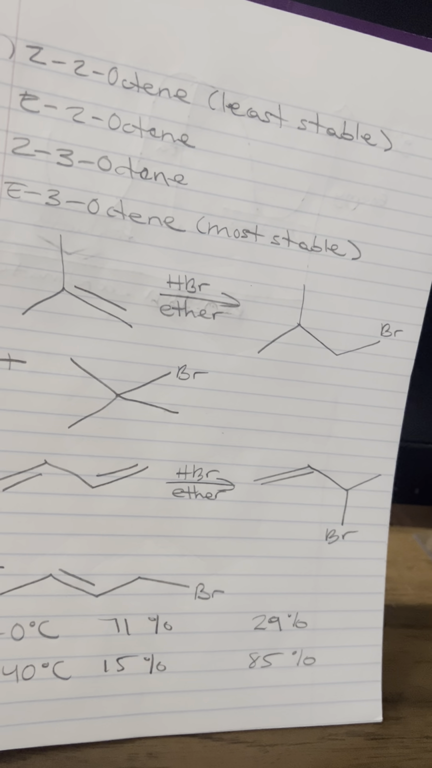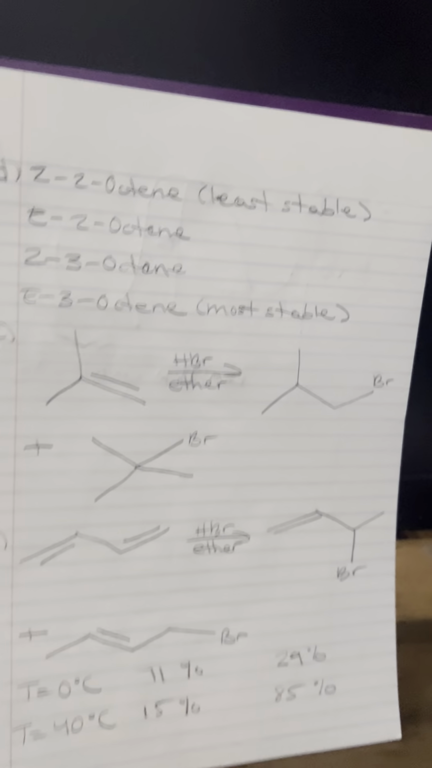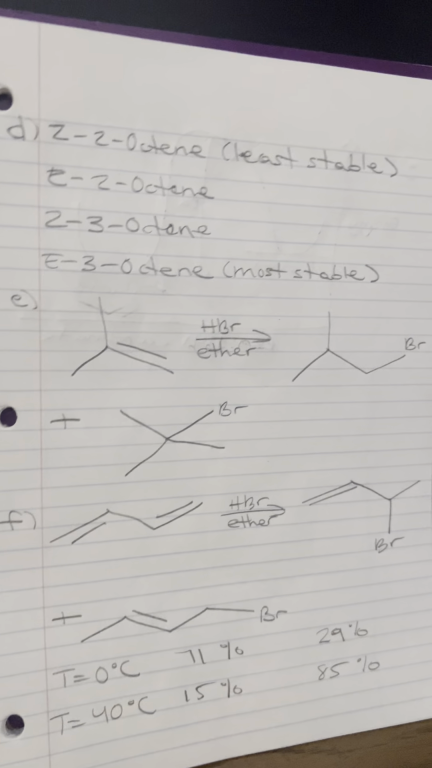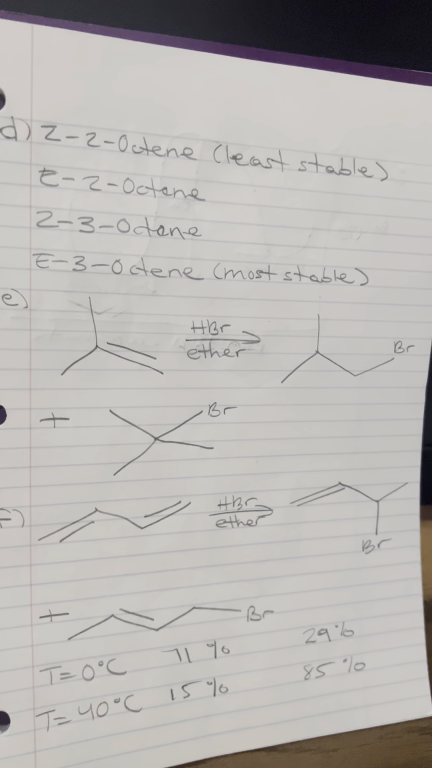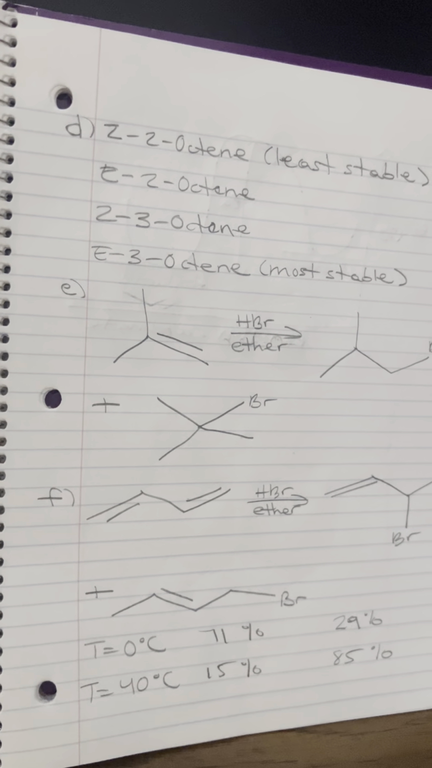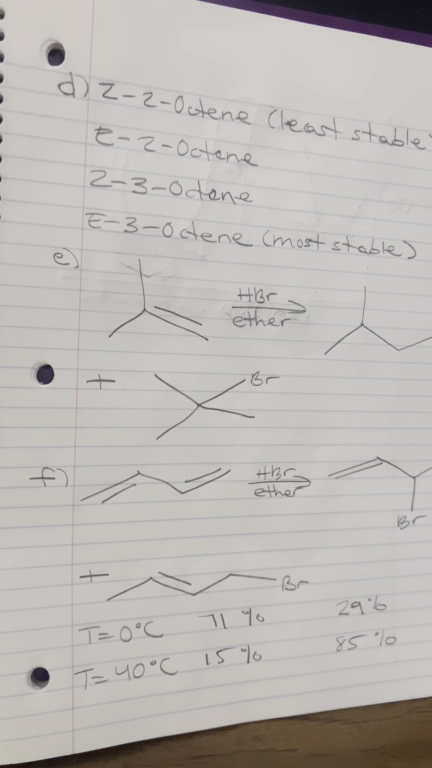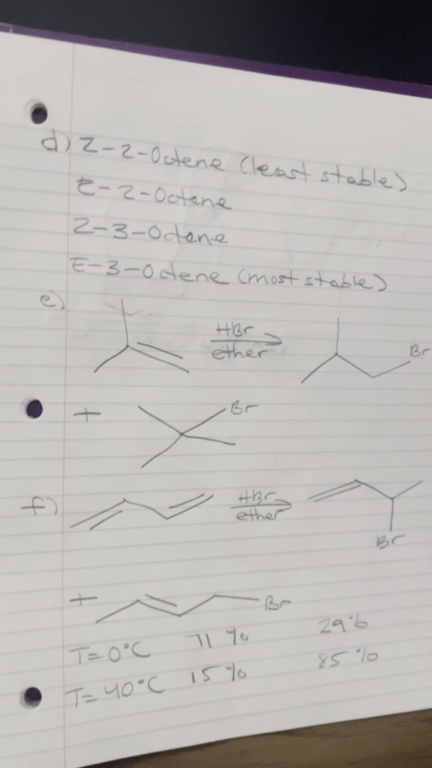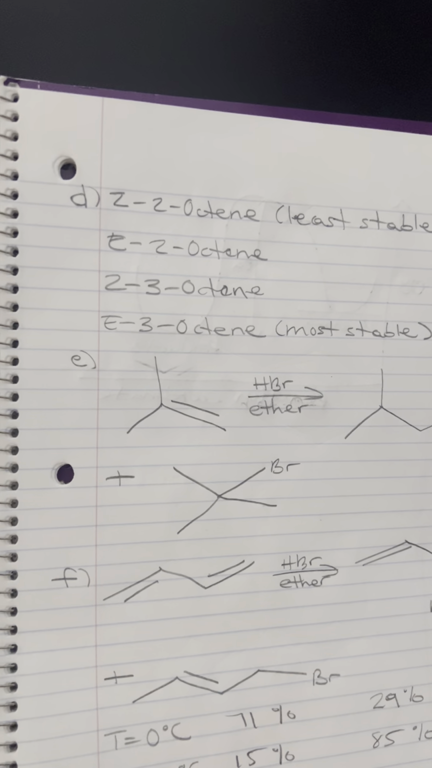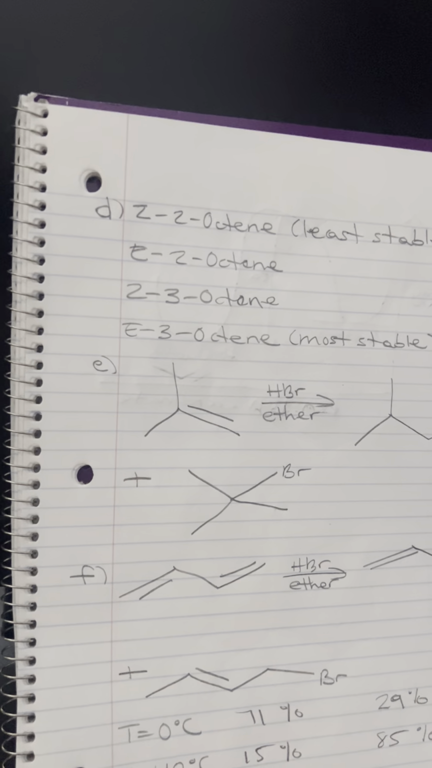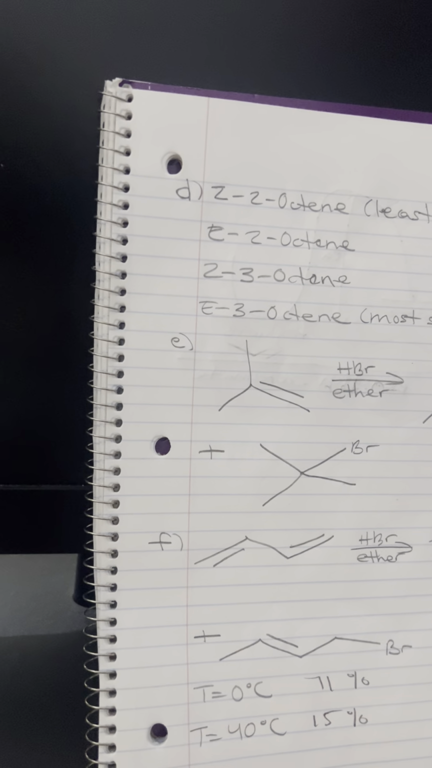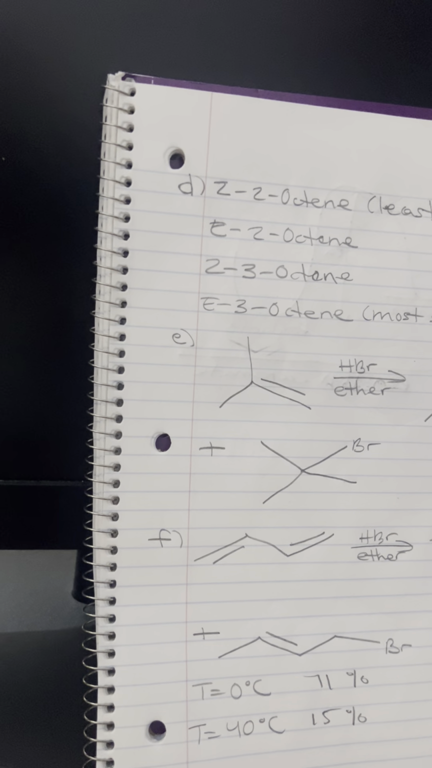So in Z-2-octene, the double bond is located between carbons 2 and 3, and the alkyl chains are on the same side, cis, causing steric hindrance between the two bulky groups near the double bond. This configuration is relatively unstable due to steric strain. Then E-2-octene also has a double bond between carbons 2 and 3, but the substituents are on opposite sides, trans, which reduces steric hindrance and makes it more stable than Z-2-octene.